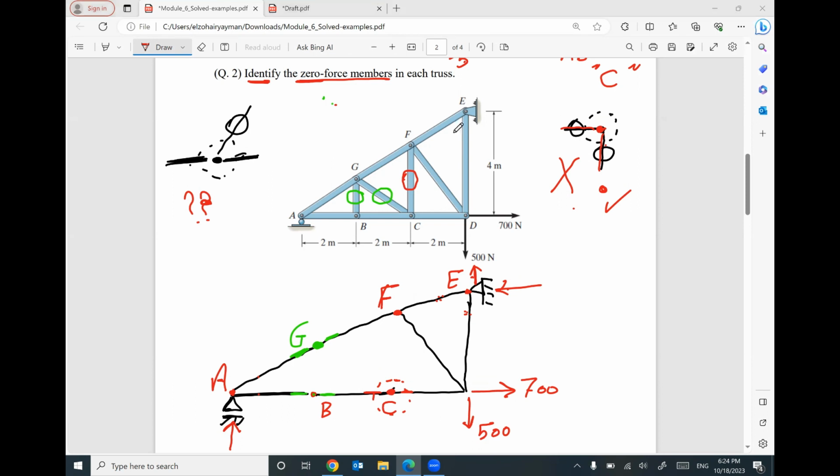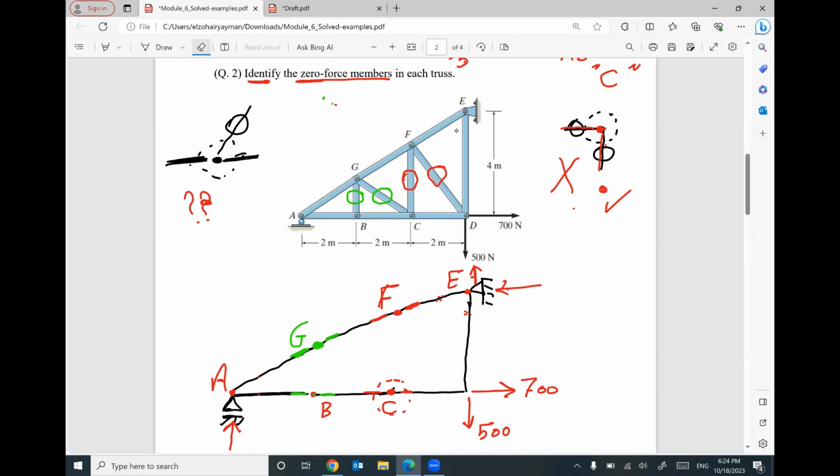Okay, thank you. So joint F at this moment has 3 members. 2 of them are collinear. This one and this one are collinear. No external force, no reaction. The third member will be 0. So this member will be 0. Keep going. I will delete this member.